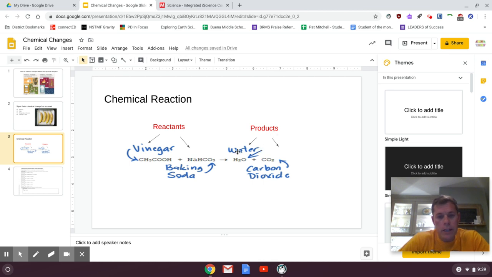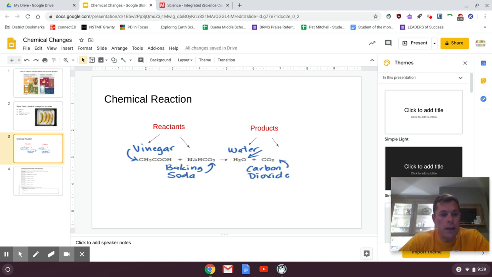What was produced by that change was water, as you can see right here, H2O. That's actually water in that cup right now. And what was released in the form of a gas was carbon dioxide, which is why you saw the bubbles. So that's an example of a chemical change. I can't get this water to go back to vinegar. No matter what I do here, I can't reverse that reaction. That's why it's a chemical change.